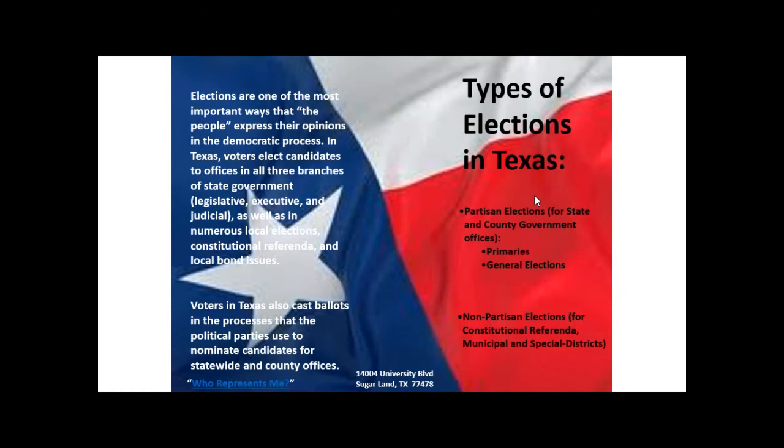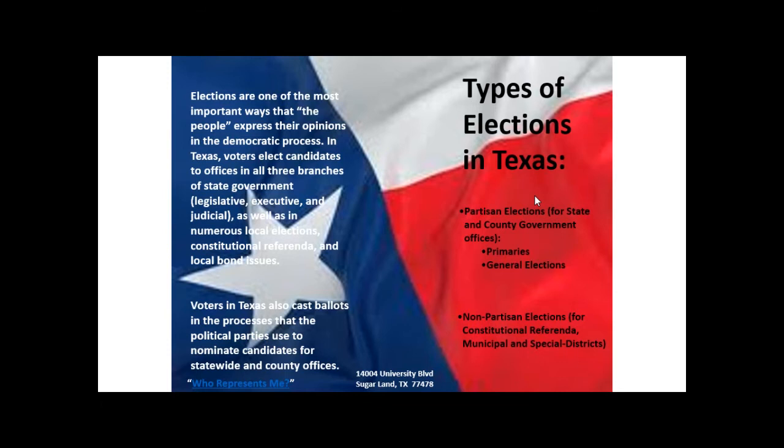By partisan elections, we mean where candidates run as nominees of political parties. And so you as a voter, when you go into the voting booth in Texas, for all offices at the state level and at the county level, and federal offices like U.S. House of Representatives, U.S. Senate, and President, you're going to see the name of the candidate and the party that nominated them, okay?